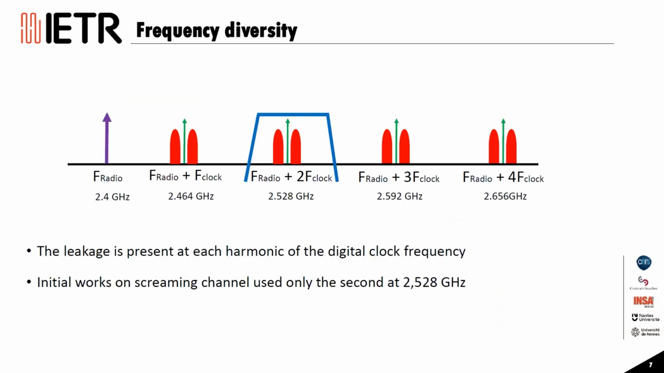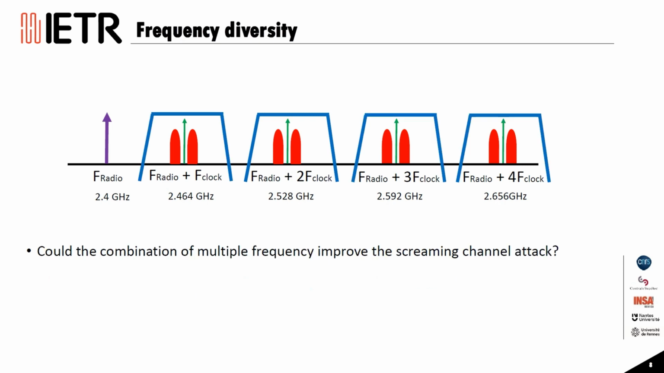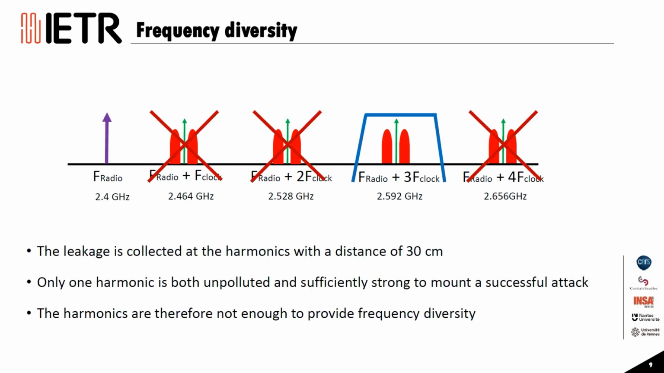After that, we wanted to ask another question in the context of screaming channel attacks, which was about frequency diversity, because in this attack the leakage is transmitted at multiple frequencies, multiple harmonics. In all the previous work on screaming channel attacks, they collected the leakage at only one harmonic. The question we had was, what happens if we collect the leakage at multiple harmonics and try to combine them to improve the attack? So we did an experiment where we collected the leakage at the first 4 harmonics, but in our environment, only one was good enough for the attack to succeed. So we did not have frequency diversity.